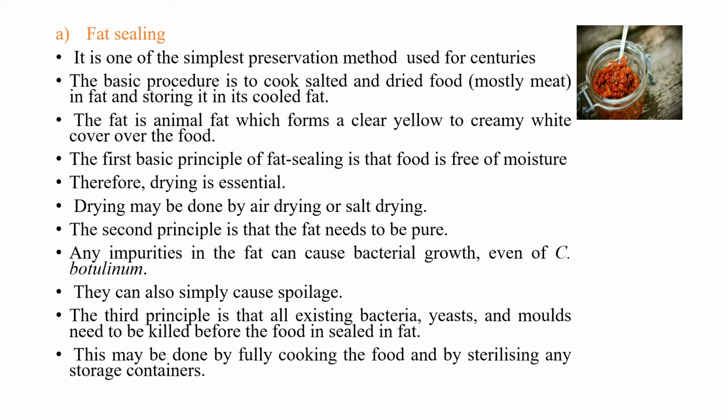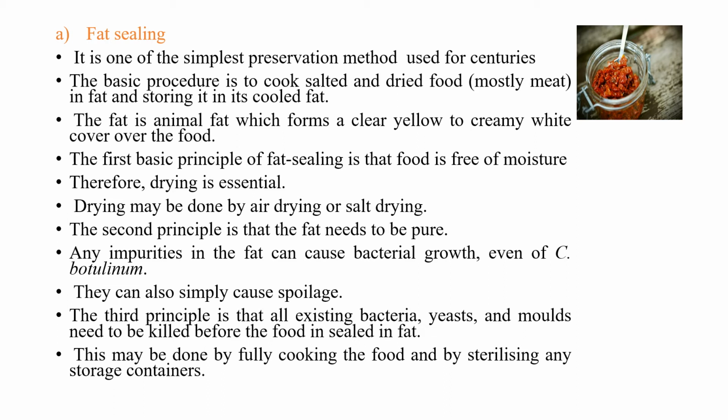Among the sealing methods there are different types, and the first one is the fat sealing technique, and it is one of the important and at the same time simplest methods, which has been followed for centuries. The basic procedure of this method is, first we have to cook the salted and dried food, especially meat and meat products, which are stored using this type of preservation technique. Here the basic procedure is to cook the salted and dried food in fat. We are cooking it in the fat, and also storing it in cooled fat.